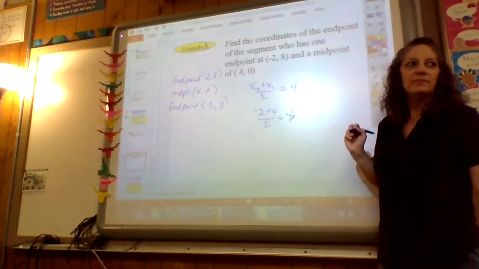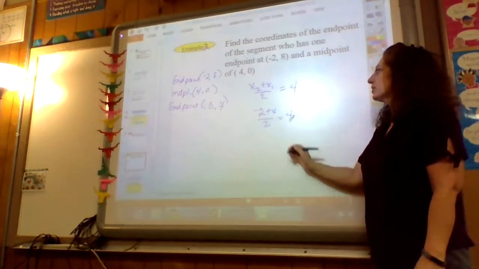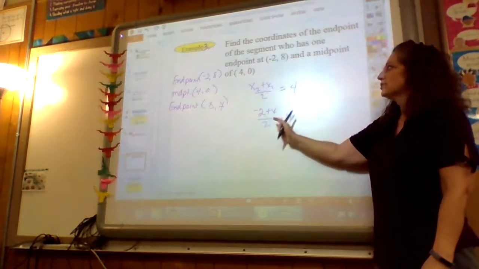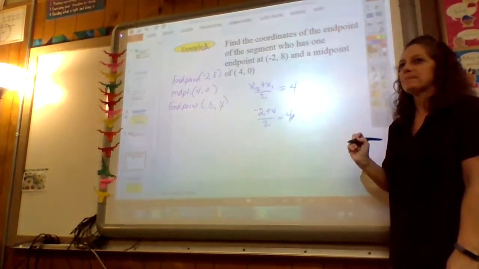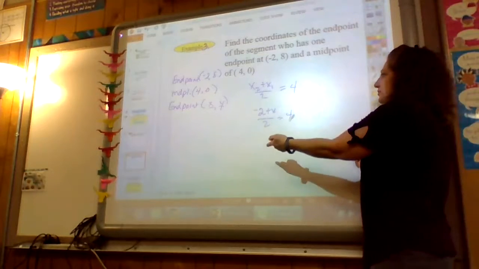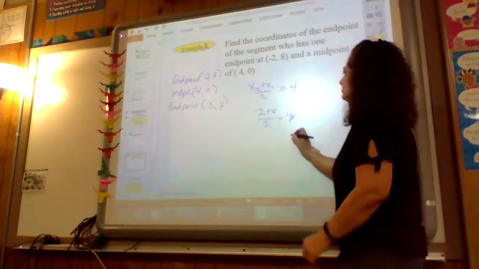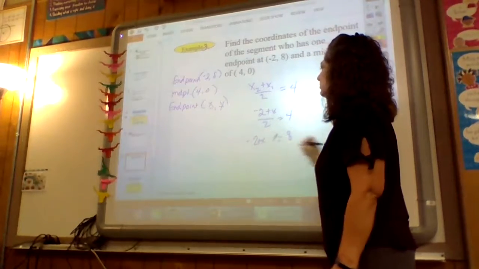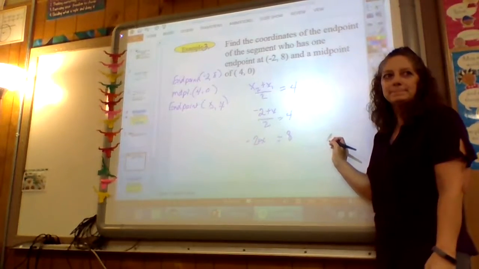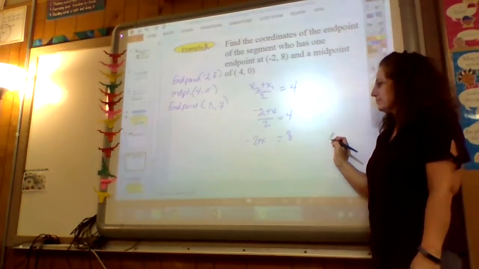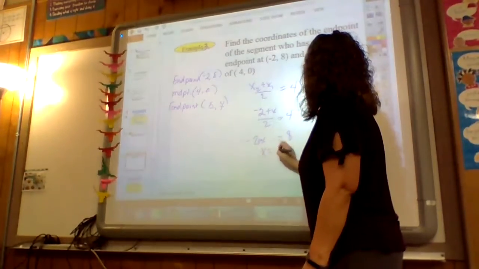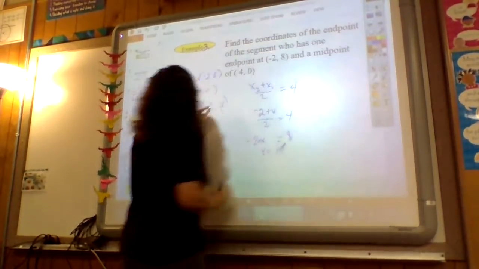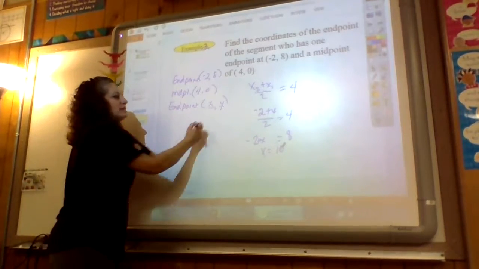Okay, are y'all with me? So now what am I going to do to solve this tiny little equation to figure out what my missing x is? Multiply by 2. The 2 is divided by, so multiply it to move it over here. Let's make that 8. And then what? Add the 2. Add the 2 on. So the x in my endpoint that I'm missing would be a 10.